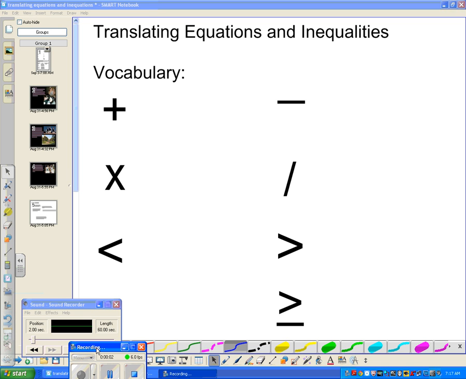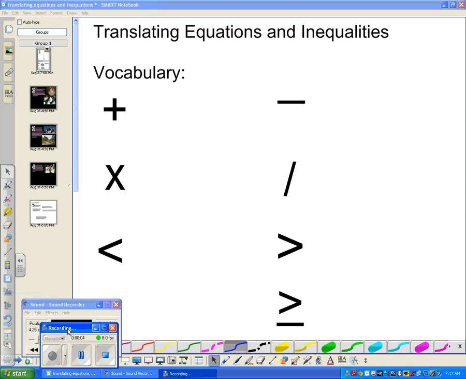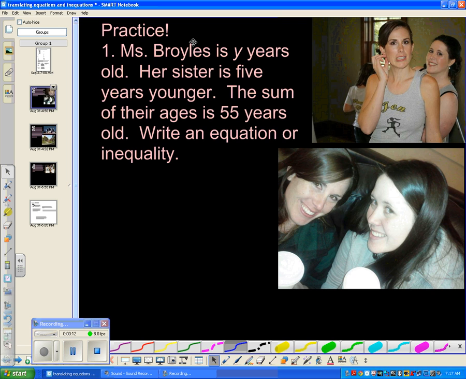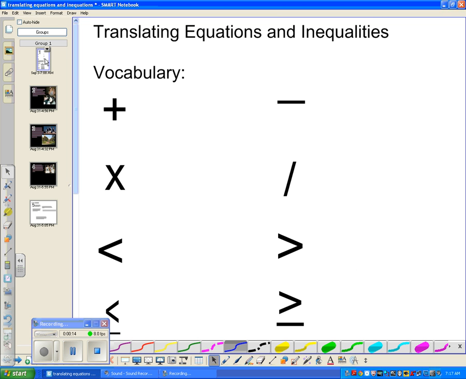All right. Today we're going to be working on translating equations and inequalities. So we're taking words and we're changing them into math. So hopefully we can take this problem and create an equation or an inequality out of it. And in order to do that, you're going to need to know the main words that mean the operations of math, like to add, subtract, multiply, divide, and so forth.